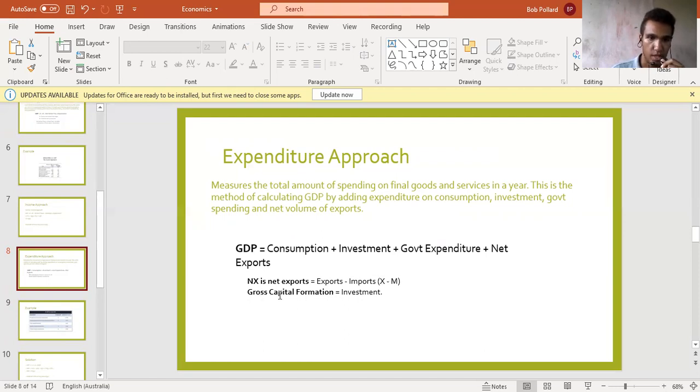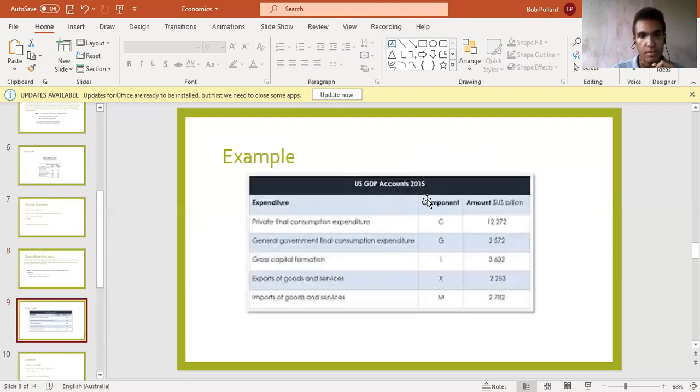Sometimes gross capital formation is also known as investment. Now this will be useful for your future references. For example, we have a table here, US GDP accounts in 2015. You have your items of expenditure, and you have your component. So you have your consumption, you have your government expenditure, you have your gross capital formation, which is your investment, then you have your exports of goods and services, and you have your imports. You have the amounts detailed there in the third column.